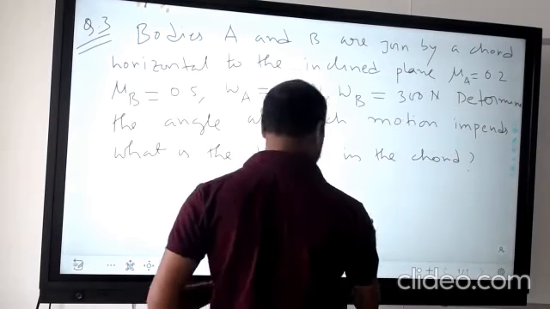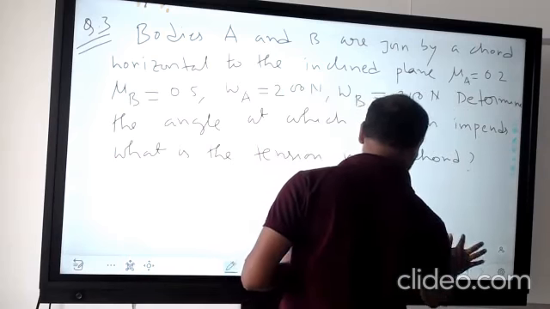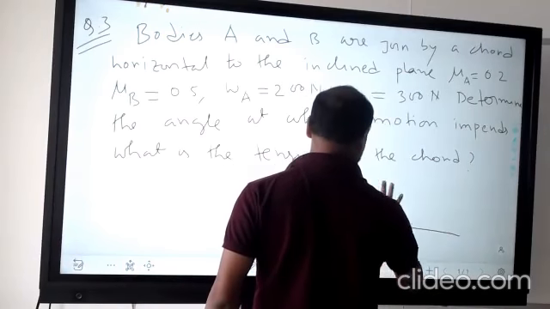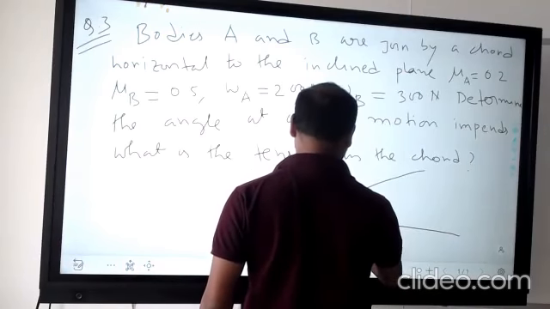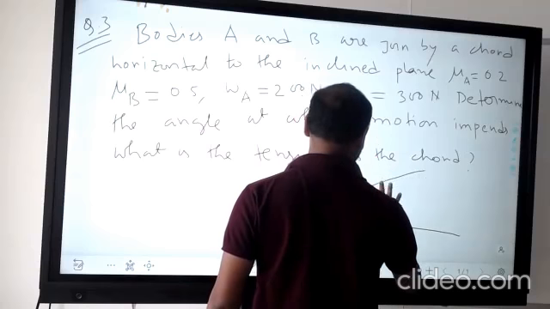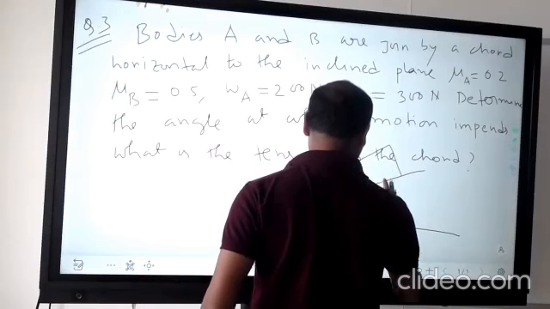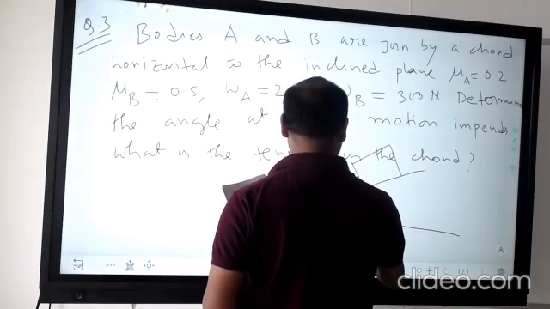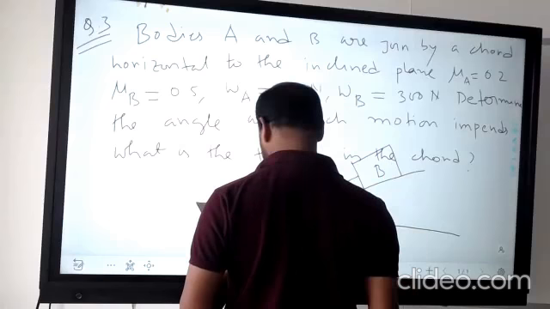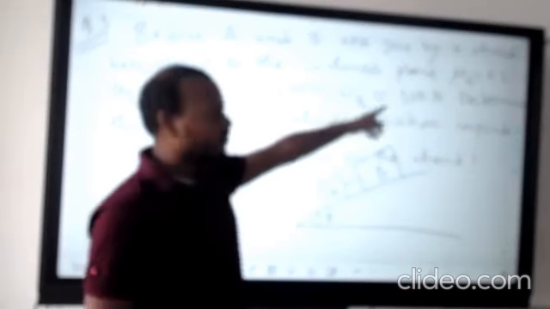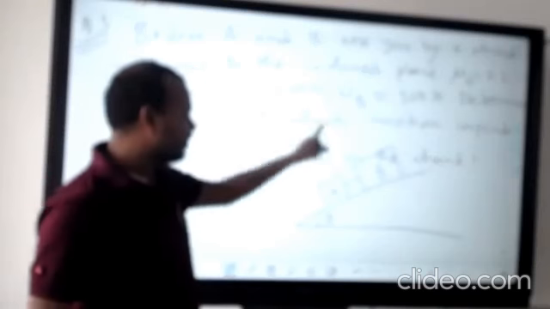This is the figure. Corresponding friction is given and the weight is also given, 200 Newton, 300 Newton. So W will act with the same concept.